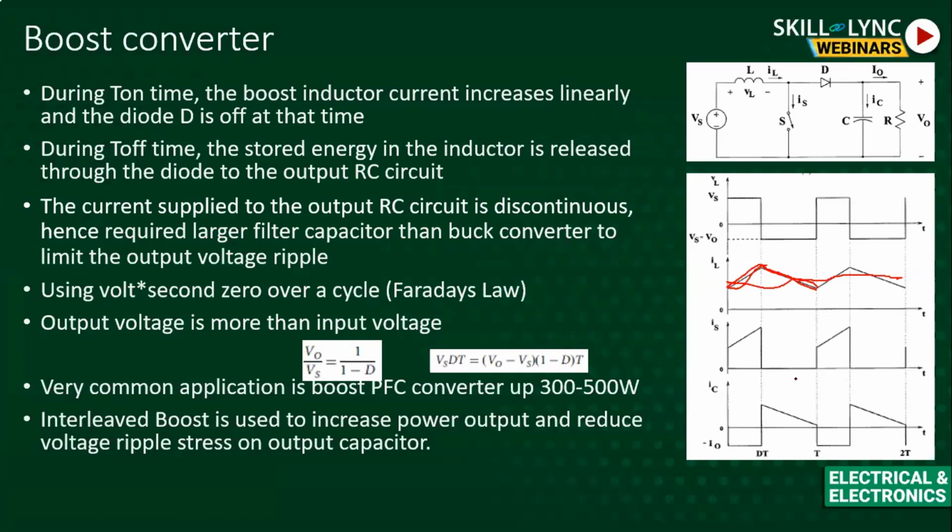And in a similar way, we can get the equation: the inductor voltage times time is 0. This is Faraday's law. Using that equation, you can see that the output equation will be 1 by 1 minus D. So if D is 0.5, the output will be just double. If D is around 0.7 or 0.8, the output voltage will be much higher.